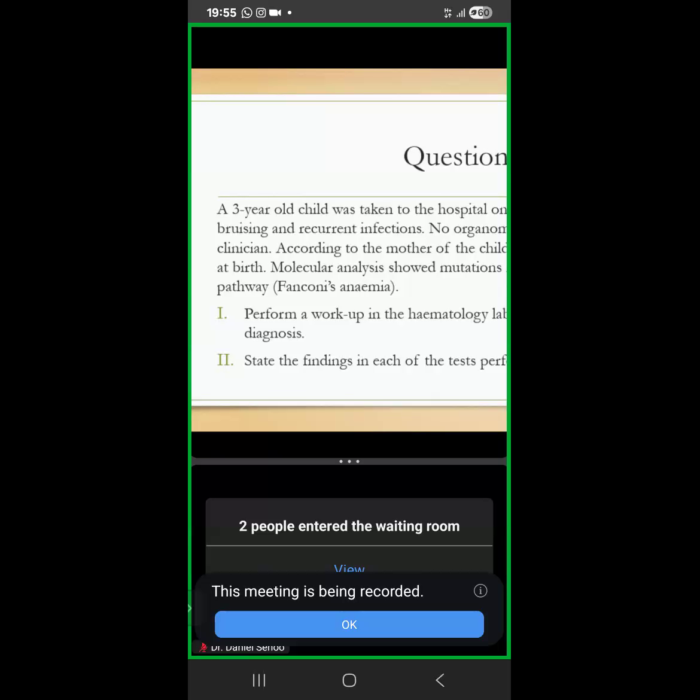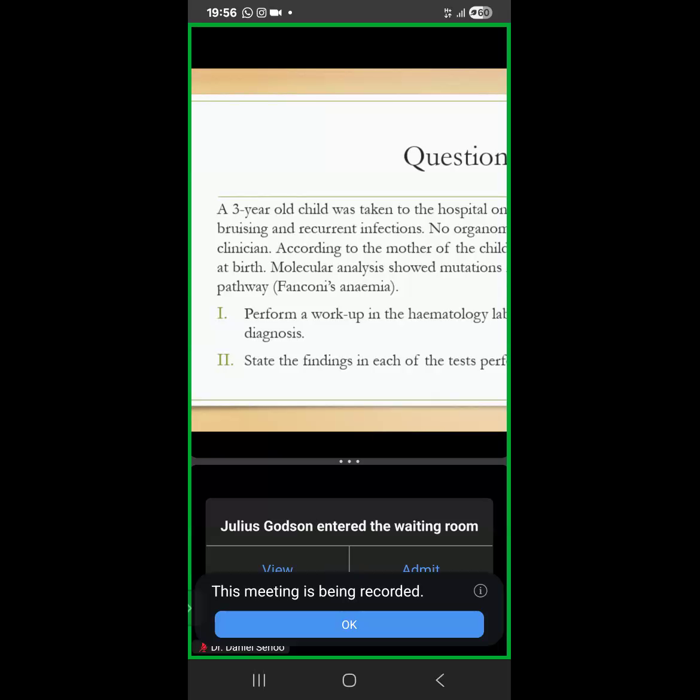Let's answer the question. Perform a workup in the hematology laboratory. What would be our first point of call? What test comes to mind first? What should we do first?